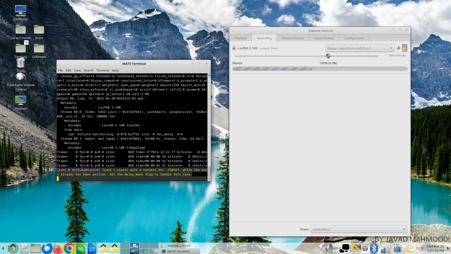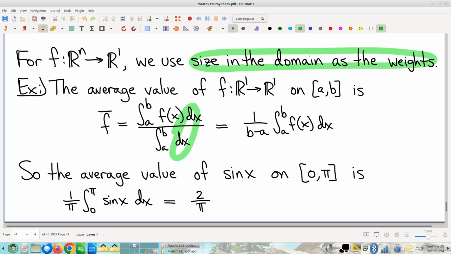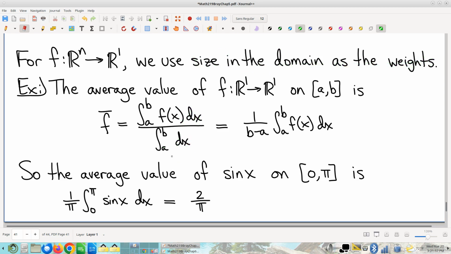Okay, off we go. So last time we were talking about the average value of a function, and reminder, this idea of average value of a function is based on the idea of a weighted average, and we just use size in the domain as the weights. Other than that, it's pretty much the same idea as a weighted average. So the single variable example I sort of waved my hands at last time. This is just plugging in directly into that formula, and give it a try.